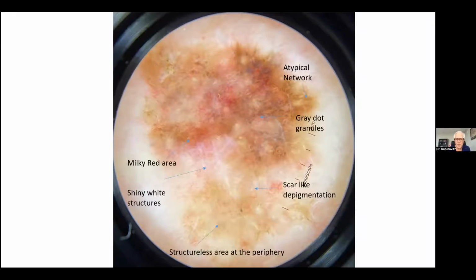And when you see the shiny white structures, that's a clue that this probably is an invasive melanoma. So just that one feature alone, it's very, very rare to have these shiny white structures in a melanoma in situ. So based on that and based on the clinical appearance, one must consider this probably be a melanoma which has an invasive component. Wonderful.